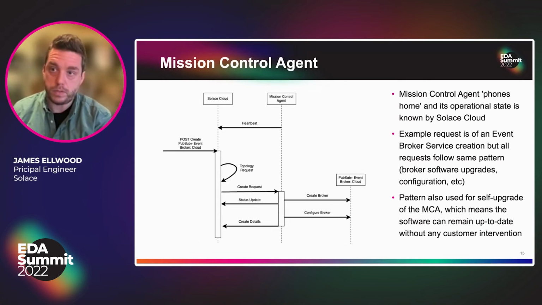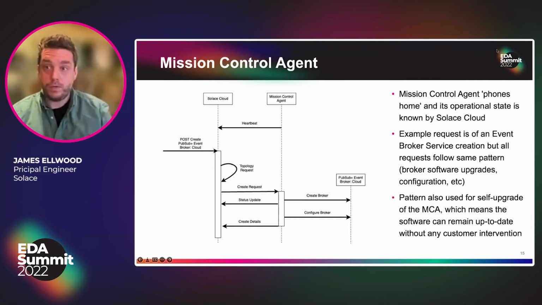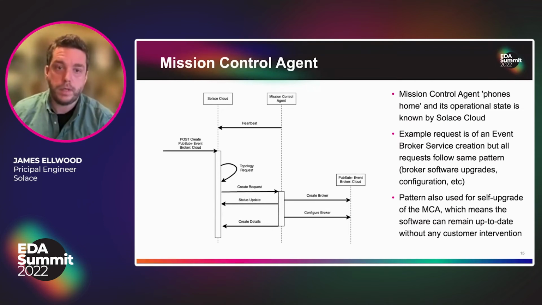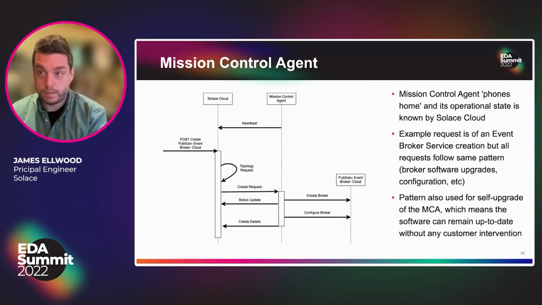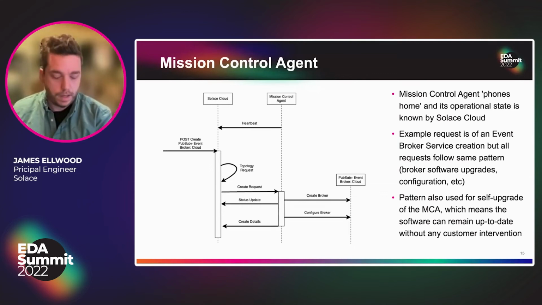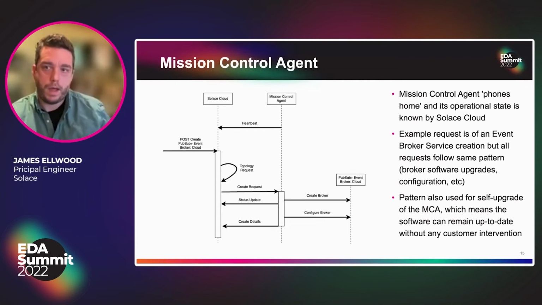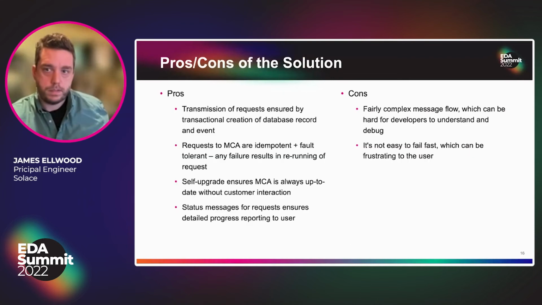And that can be used to show details to the customer, but also for future operations. This pattern is used for all MCA operations, including updating the MCA itself. When new MCA software is available, instead of asking our customers to update it by hand, we actually send an event to the MCA to do a rolling update of itself, which makes the management of the software much, much simpler. And so next slide, please.